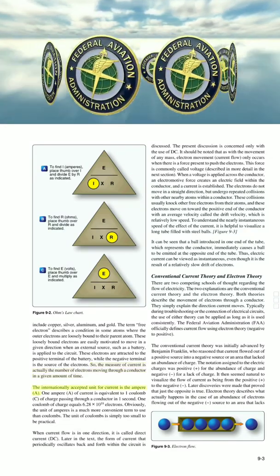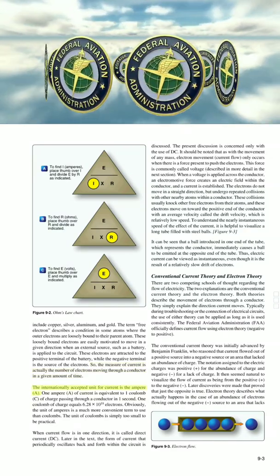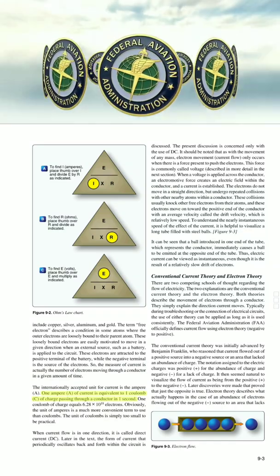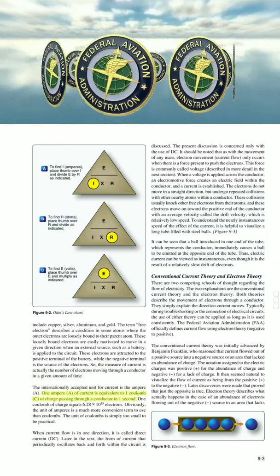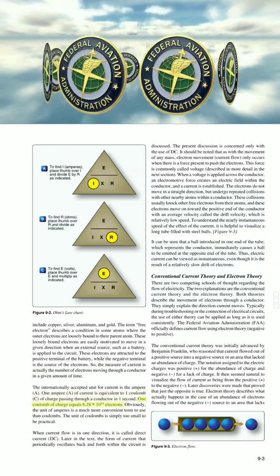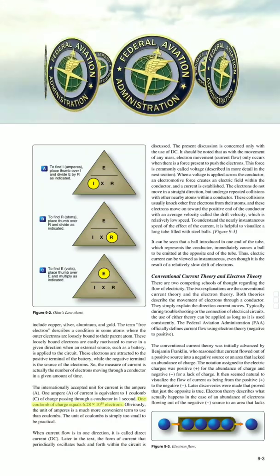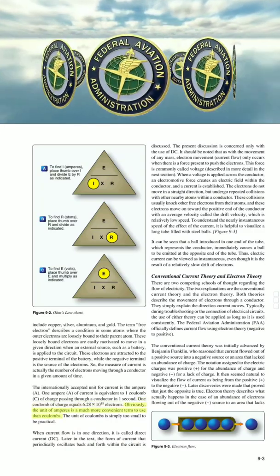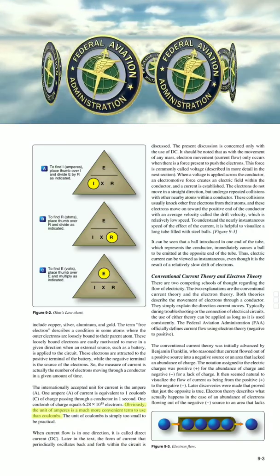The internationally accepted unit for current is the ampere, A. 1 ampere of current is equivalent to 1 coulomb, C, of charge passing through a conductor in 1 second. 1 coulomb of charge equals 6.28 times 10^18 electrons. Obviously, the unit of amperes is a much more convenient term to use than coulombs.